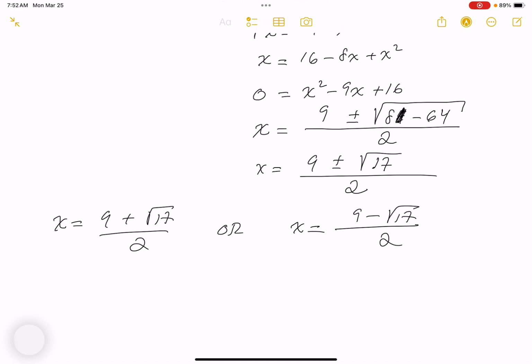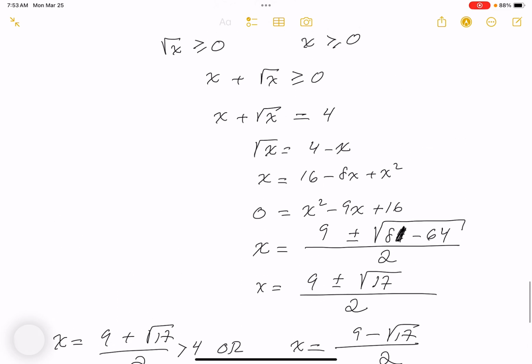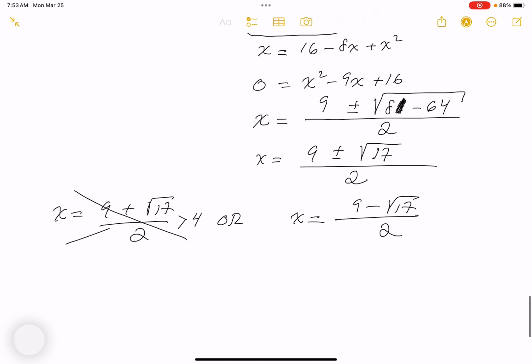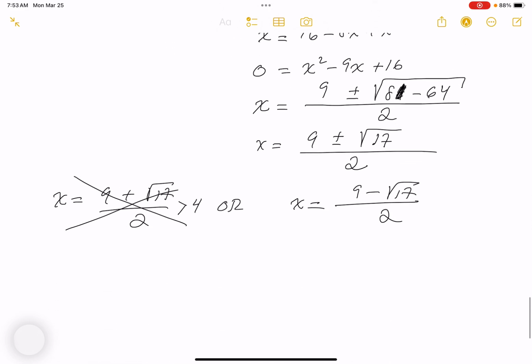All right, I want to point out, looking at this one over here, the square root of 17 is certainly greater than 4, and 4 plus 9 is 13. So this one over here is going to be greater than the number 4. You may wonder why I'm concerned about that. The reason I'm concerned about this is over here. So this one's out of the question, because if it's greater than 4, I'm saying the principal root would be negative. That's not happening.